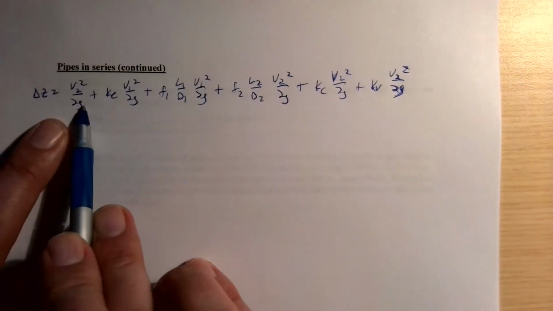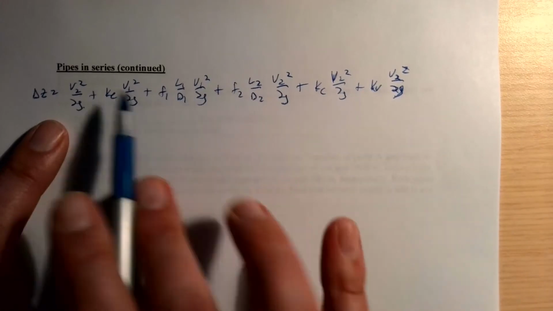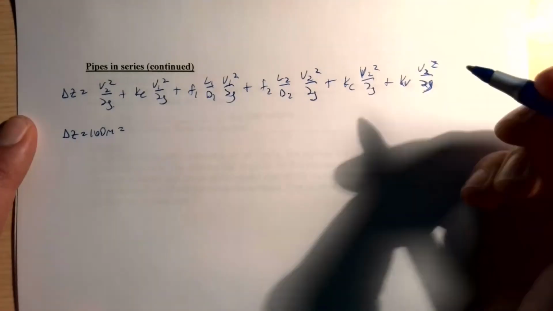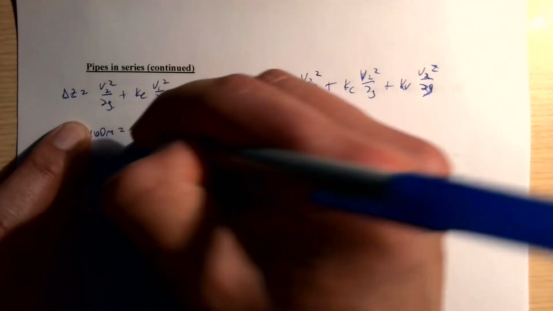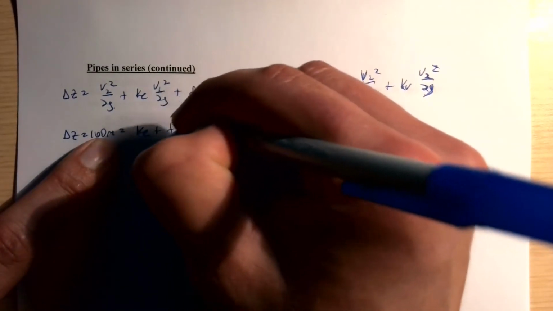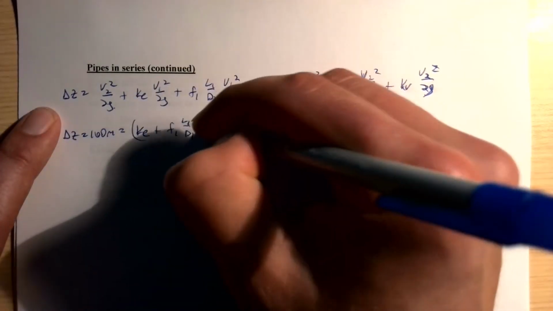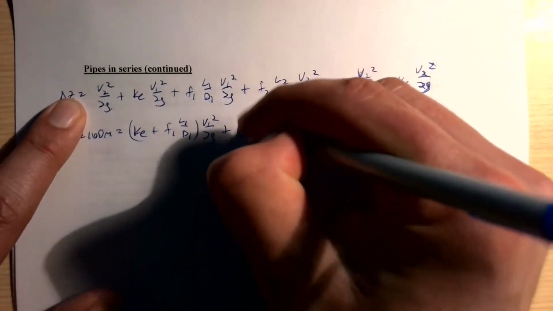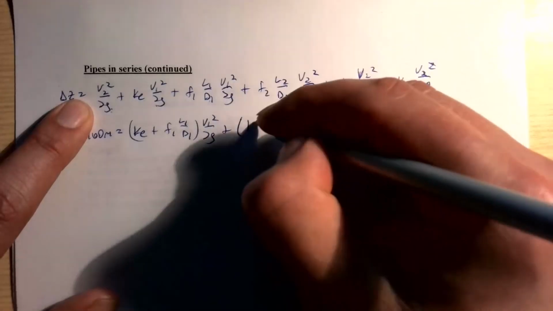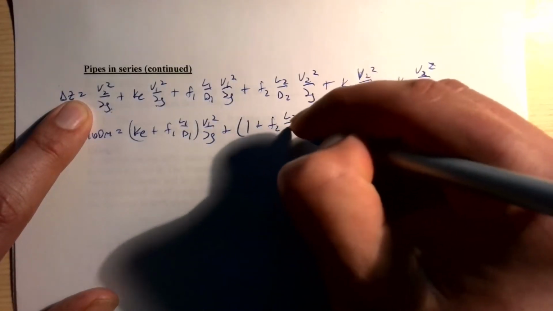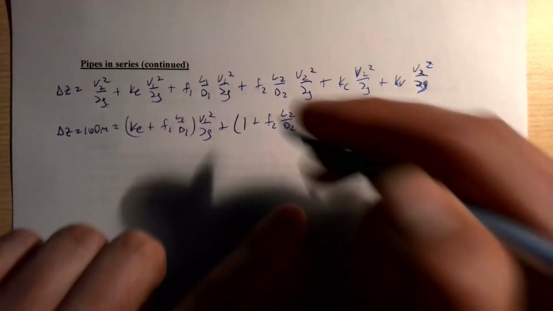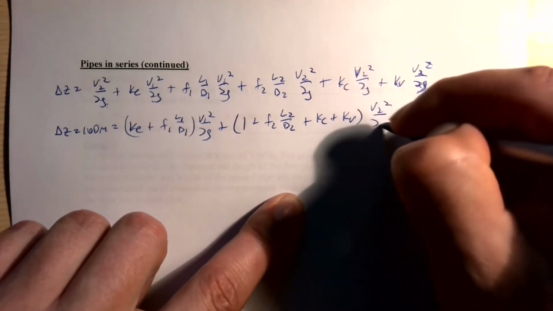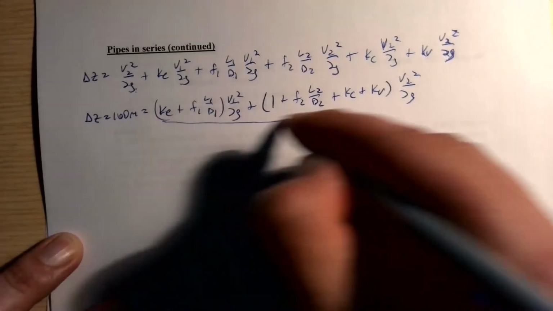And so if you look here, we've got all these V squared terms, so I'm going to group them together. Delta Z, which is 100 meters, is, for the first one, KE plus F1 L1 over D1, all that times V1 squared over 2G. So that's those two terms, and then plus a 1 for this one, plus F2 L2 over D2, and then a KC, and then a KV times V2 squared over 2G. So here we go. This is my closure condition.